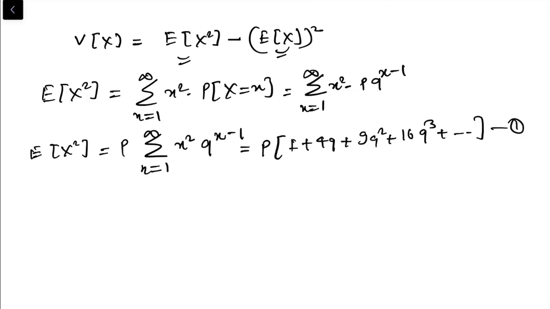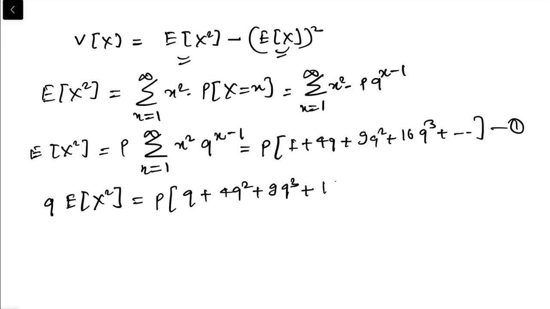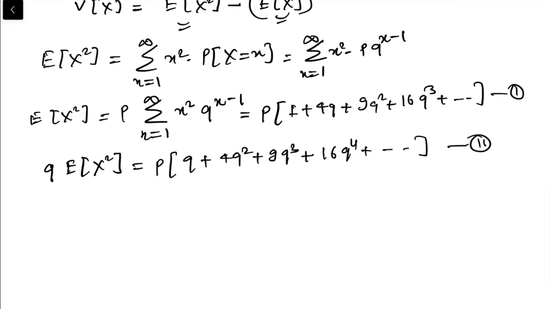Now let's multiply equation 1 by q on both sides. So expectation of x square times q is p times q plus 4q square, 9q to the power cube, 16q to the power 4, and so on. Say this is equation 2. Now subtracting equation 2 from equation 1, we'll get expectation of x square times 1 minus q, and we can take p common from the right hand side.